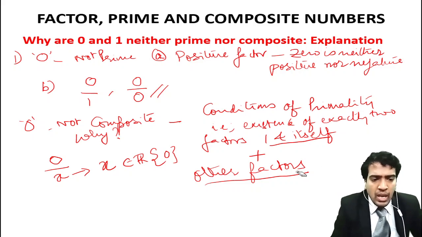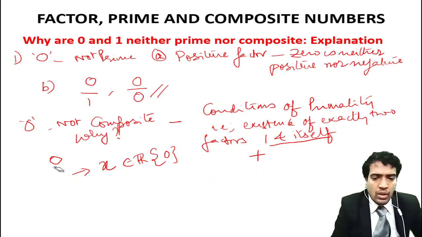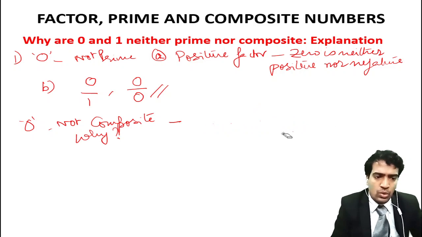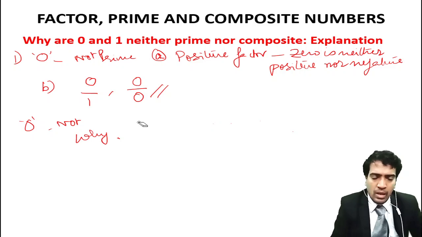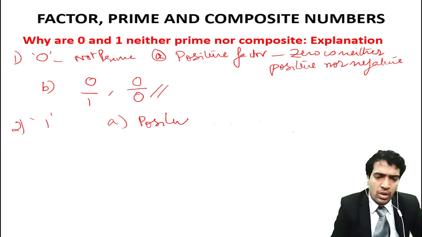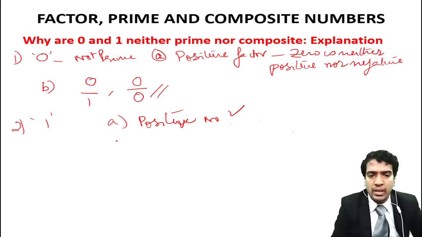Let us look at the primality or compositeness of the number 1. Why, along with 0, is 1 also neither prime nor composite? Let us look at the definition. Again the condition is that it should be a positive integer. 1 is a positive number, there is no doubt about it. So this condition is satisfied.